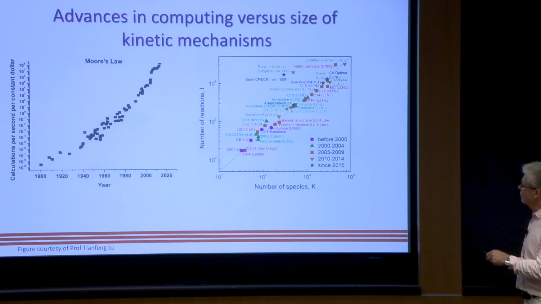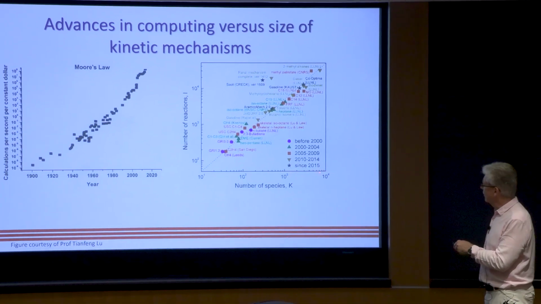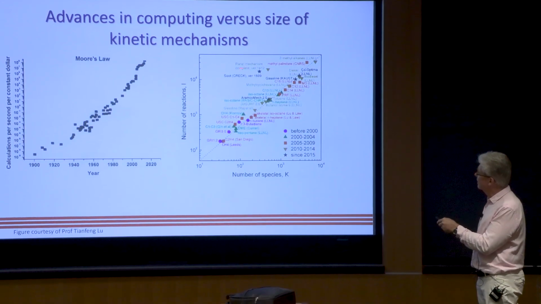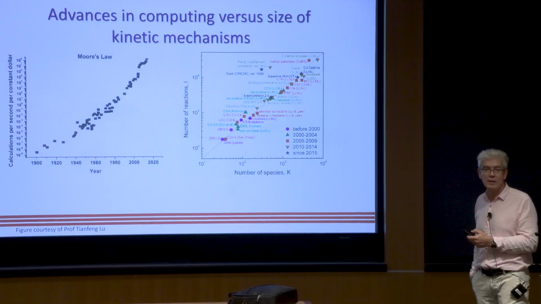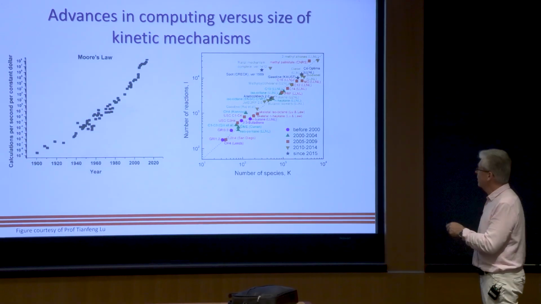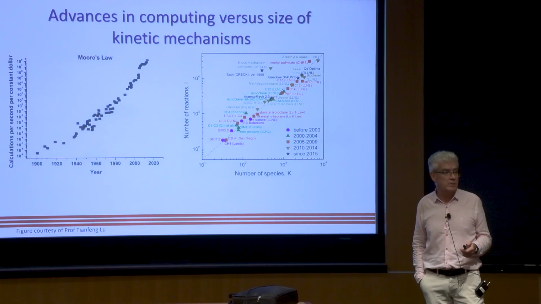So before 2000, we had mechanisms that could simulate C1 to C4, okay? And then from there on, we started to increase the size, the number of reactions, and the number of species in the mechanism. And now you're up to 10,000 species and maybe 100,000 reactions, or tens of thousands of reactions in mechanisms, because of the computing power that's available to us.